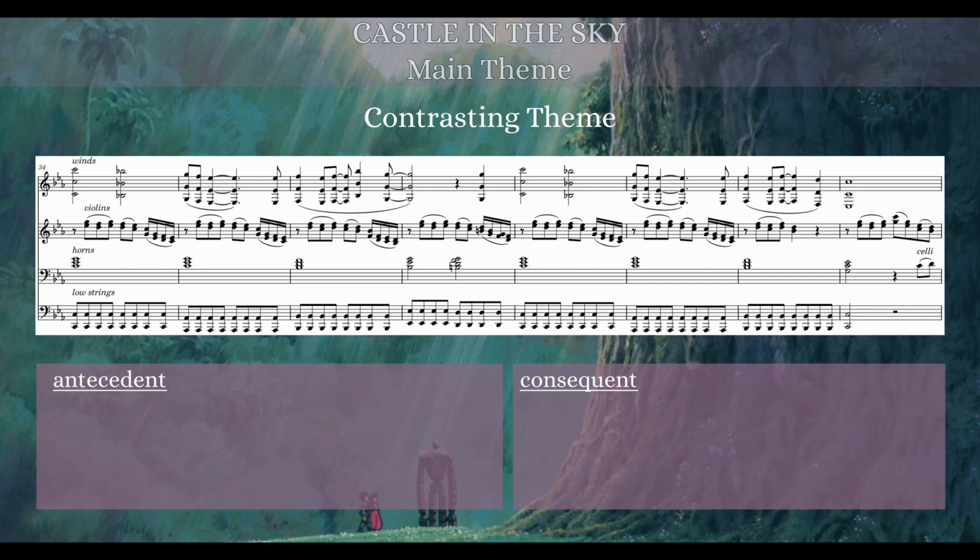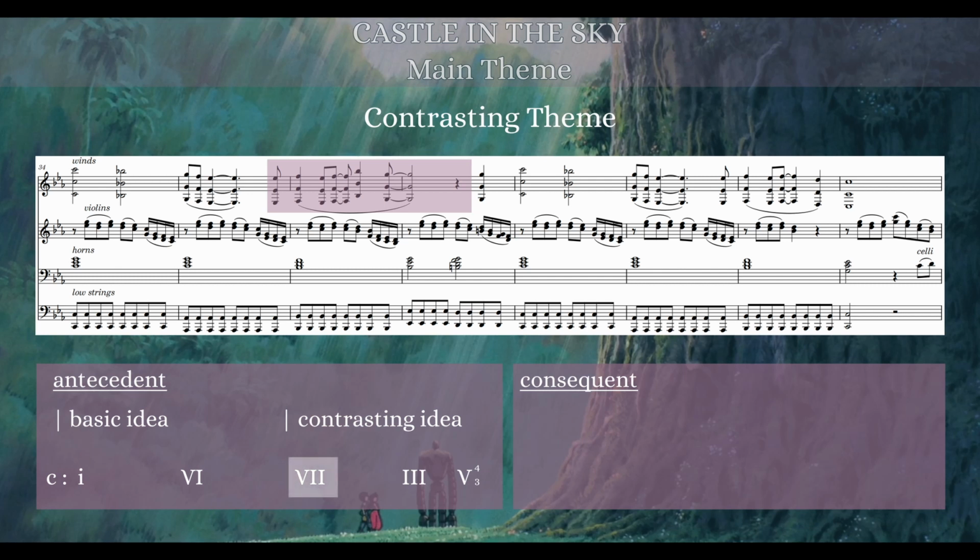The antecedent phrase starts with a new 2-measure basic idea in the woodwinds, spanning 3 octaves with flutes, oboes, clarinets, and bassoons all present. Then we get a 2-measure contrasting idea that ends in a half cadence. By the way, this 7 chord here could also be labeled as a secondary dominant chord, specifically a 5 of 3, but there's a reason I'm leaving it as a 7 chord. You'll see in a moment.